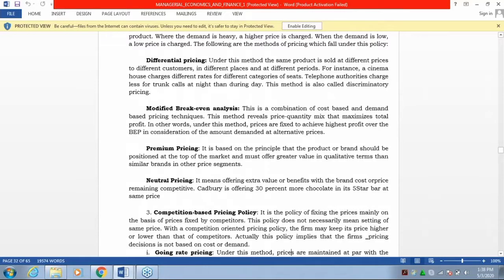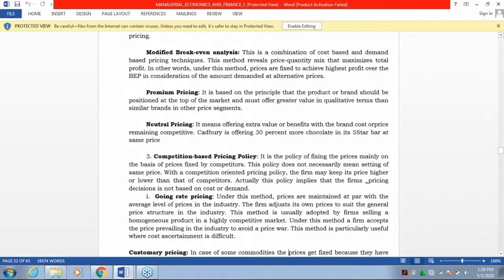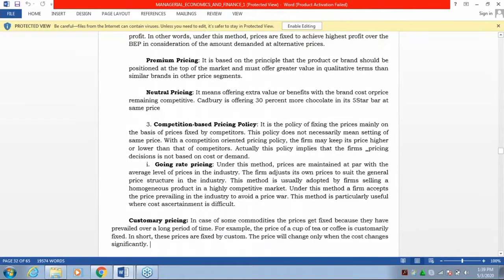Then we also have neutral pricing. Then, as I've said, the competitive-based price policy, under which we can get going rate pricing, customary pricing, sealed bid pricing, and value-based pricing.